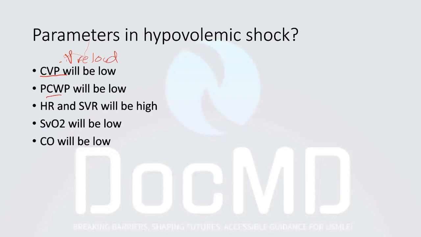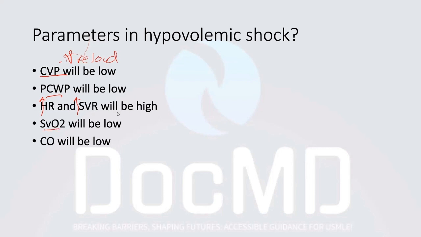And you'll have low wedge pressure as well. Okay, the heart will try to counteract this by increasing the heart rate, increasing the vascular resistance, right, to increase the afterload and try to maintain the blood pressure.